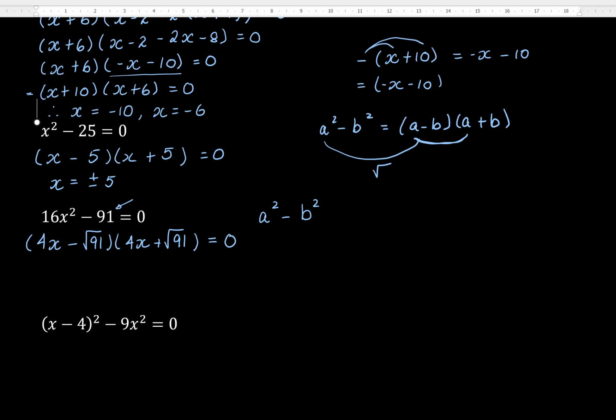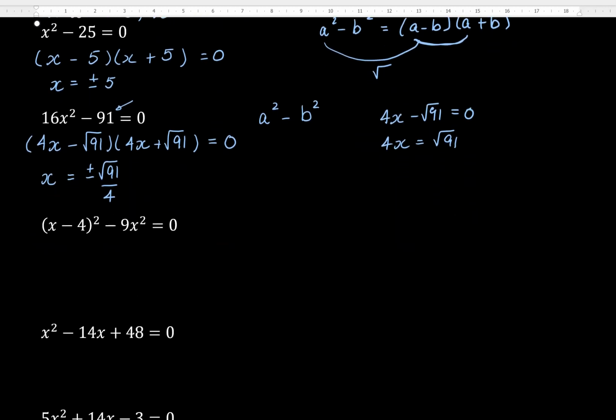equals 0. And we're solving each one of these brackets has to equal 0, right? So 4x take root 91 equals 0, and we just pop that root 91 on the other side, get rid of the times 4, you divide by 4. So that's why we can confidently say that it could be root 91 over 4, and of course we could have plus or minus from each bracket.